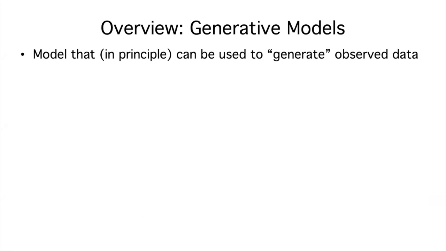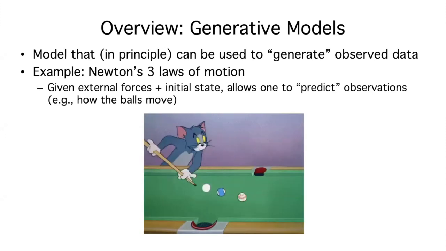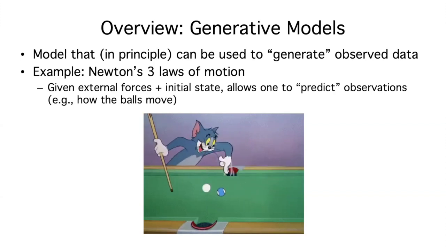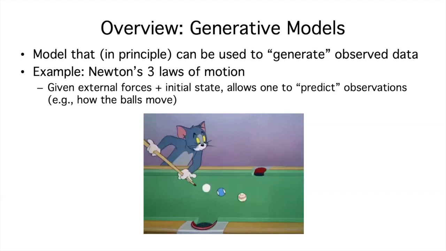A generative model is a model that can be used to generate observed data. This sounds a bit circular, but I'm sure everyone knows of the most famous generative model, which is Newton's three laws of motion. If we know the initial states of the balls and the force applied by the pool table cue, then Newton's three laws allow us to predict how the balls move. This is an example of a physical generative model.